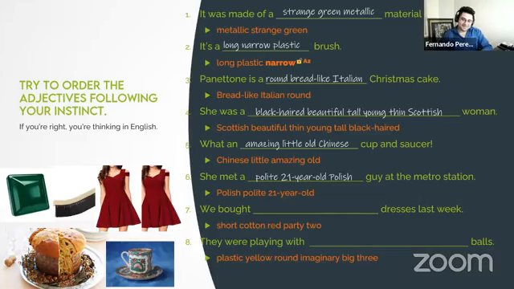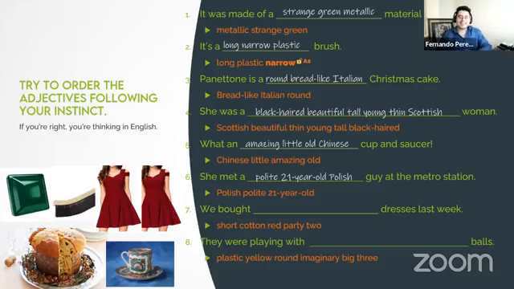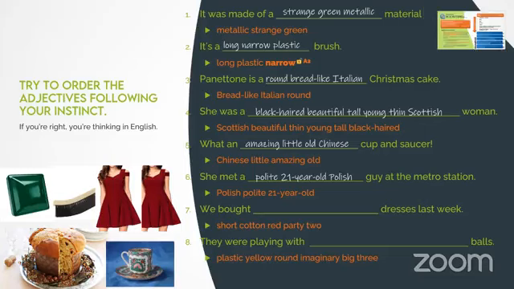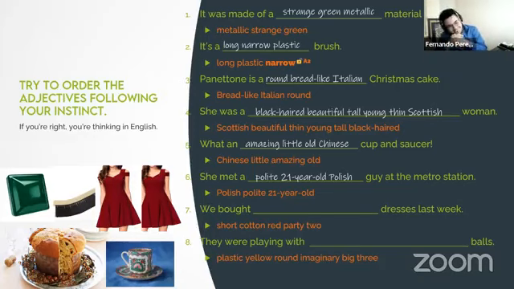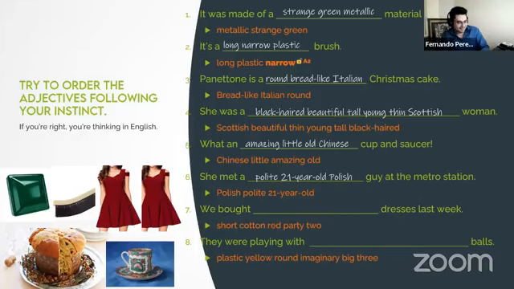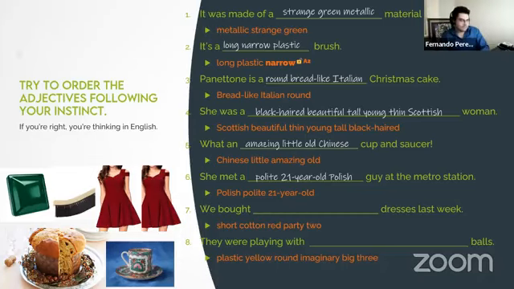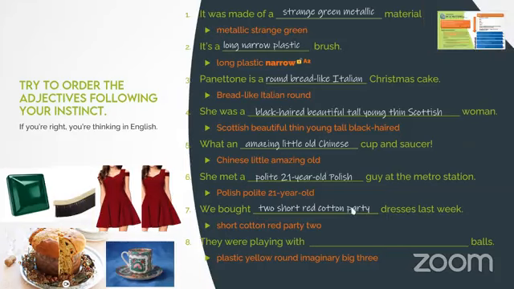If you try to tell me what category party is, there is no category. So we bought two short red cotton party dresses last week. Exactly. Two short red cotton party dresses. The word party is part of the noun. That's right. I trusted you. I didn't say anything.